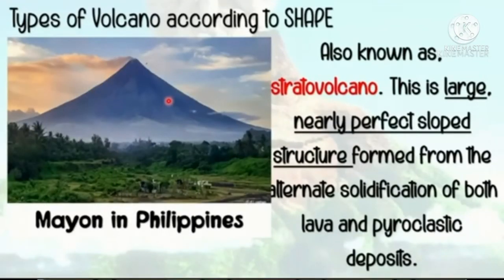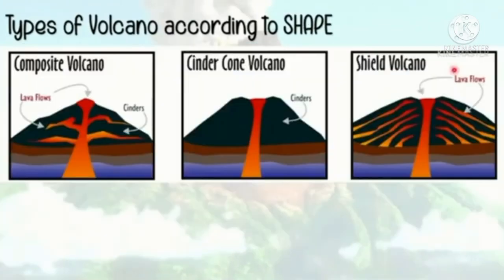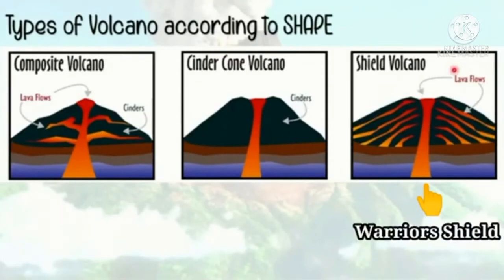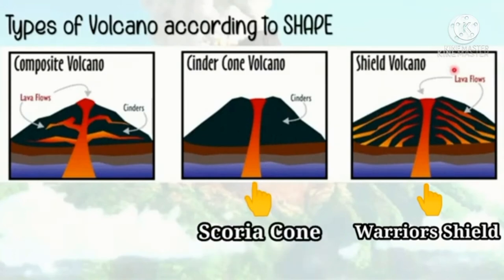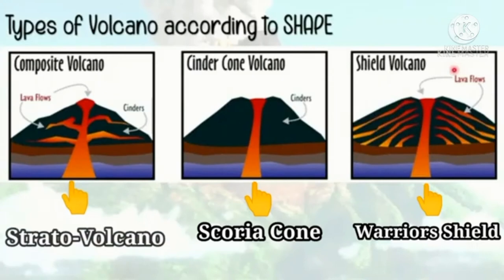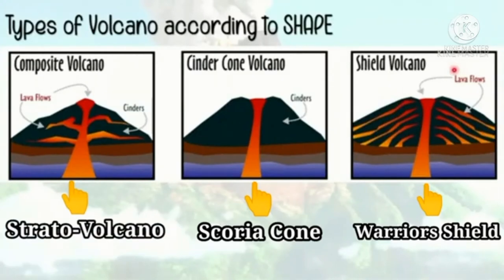And those are the three types of volcanoes according to their shape. Again, we have shield volcano that is broad and resembles a warrior's shield. Cinder cone volcano, which is also known as scoria cone and has wide craters. Composite volcano, also known as stratovolcano, with nearly perfect slope structure.